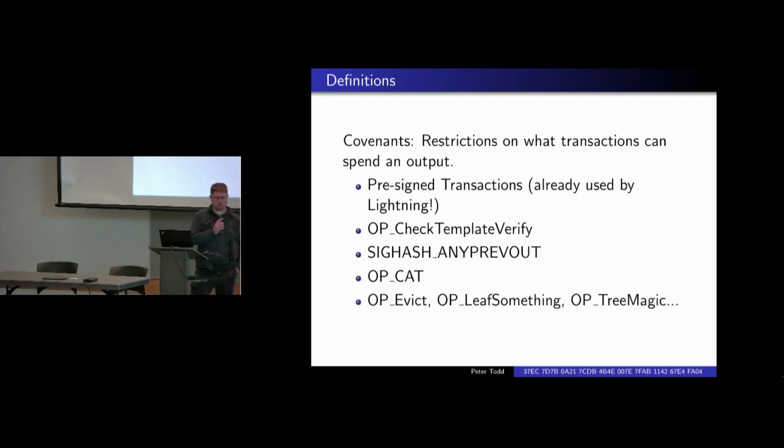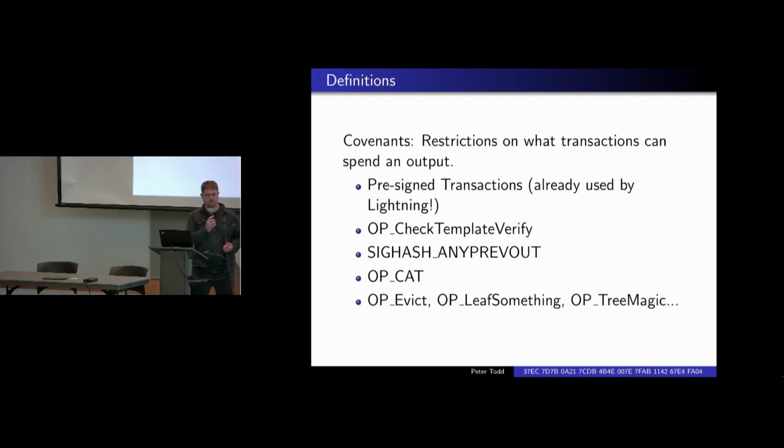So, the next thing we want to have a definition of is covenants. The way we're defining covenants here is as restrictions on what transactions can spend an output, where the restriction is more complex than just a signature. Now, an interesting example of this, which already exists and a lot of people have recognized, is pre-signed transactions. And Lightning already uses this in how HTLCs work.